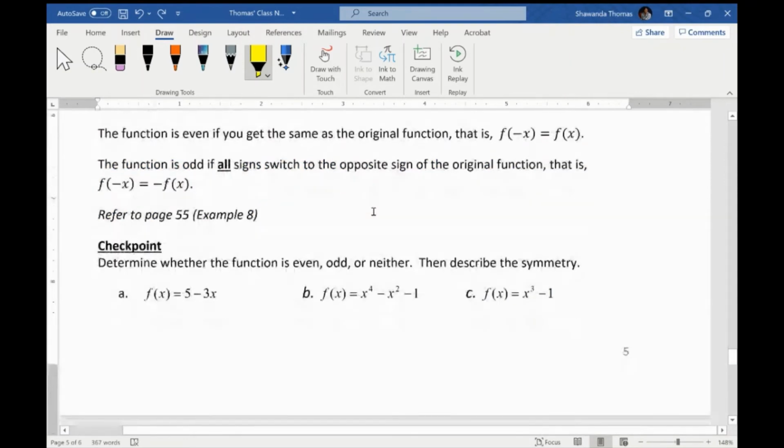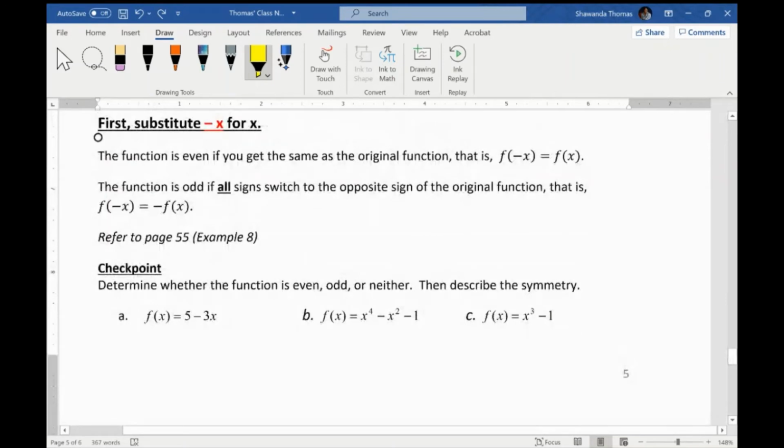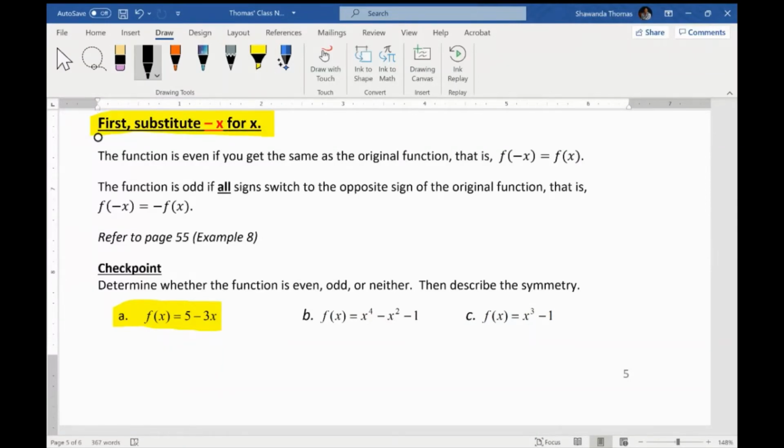Let's try out A. All right, determine whether the function is even, odd, or neither. Then describe the symmetry. I'm going to show you how to do it algebraically rather than looking at the graph. All right. First thing you do, substitute negative x for x. So f of, instead of x, we're going to put what in x's place right now? Negative x. Negative x. Yes.